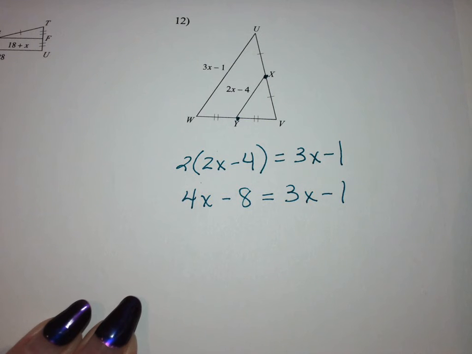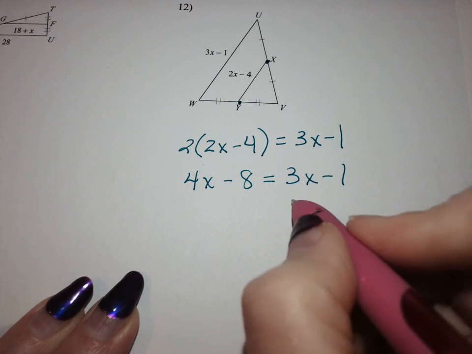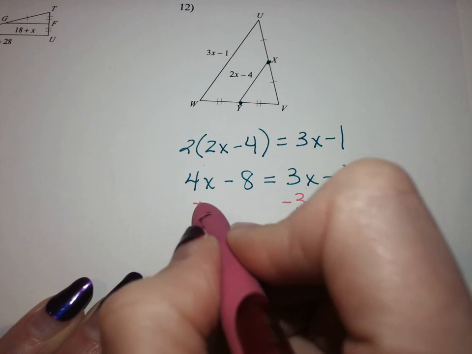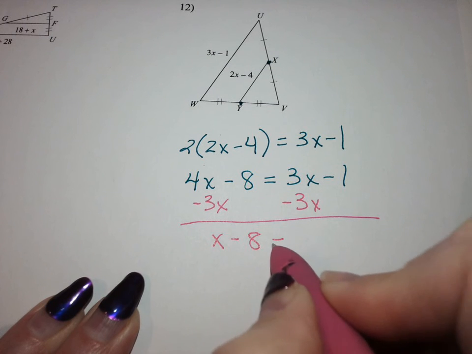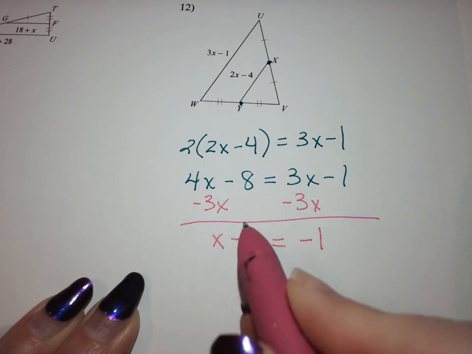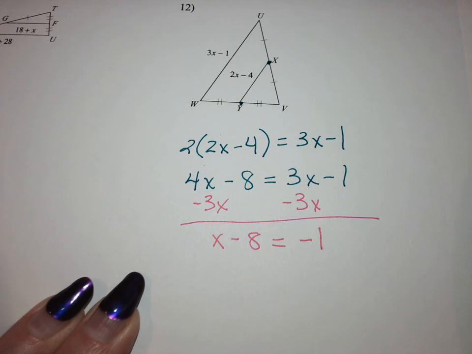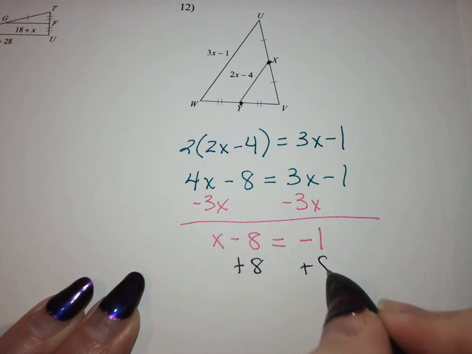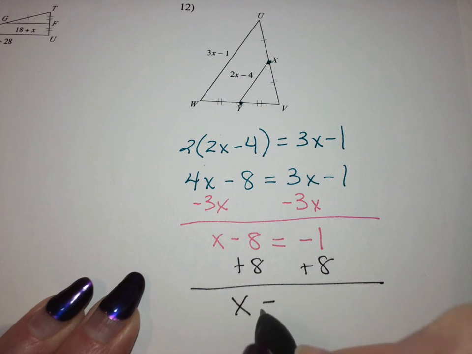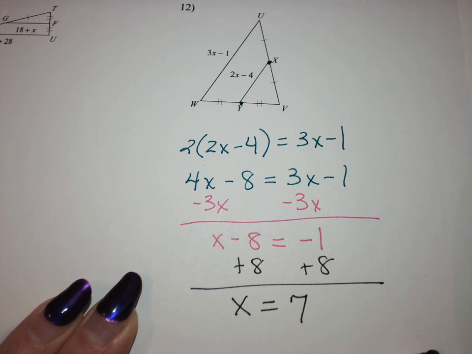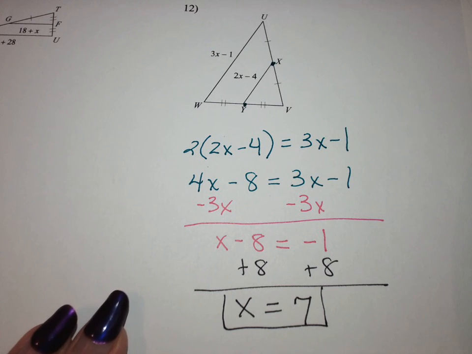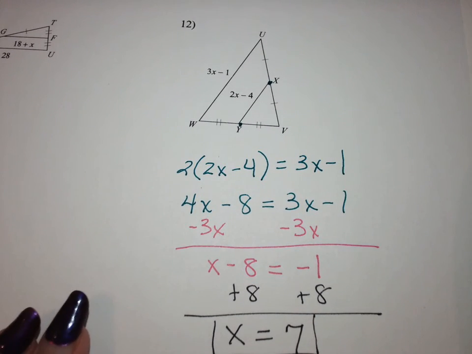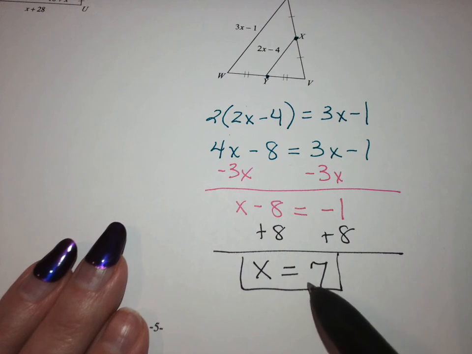All right, so now again, we want to make sure our x's stay positive. So I go ahead and subtract 3x from both sides. And I'm going to get x minus 8 is equal to negative 1. And I'm going to go ahead and add 8 to both sides. So if I add 8 to both sides, I'm going to get x is equal to 7. Now keep in mind, the directions did just say to solve for x, but I do want to plug in just to make sure that my answers are correct. So we know that answer is 7.